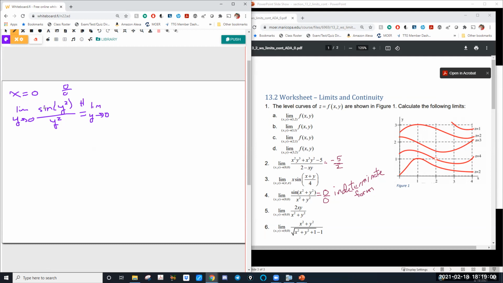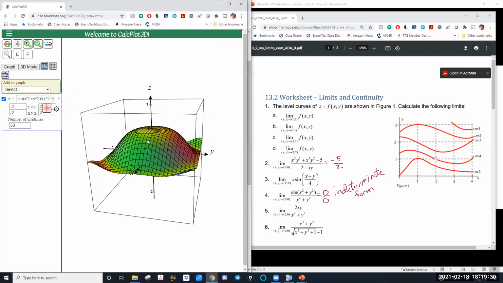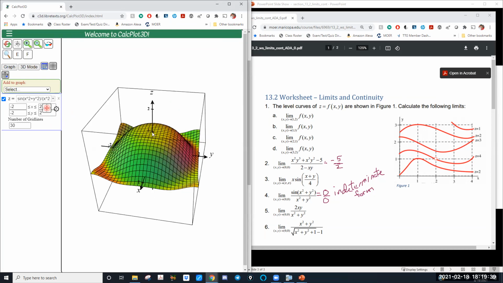So the derivative here is going to be a chain rule. So we have cosine of y squared times the derivative of the inside, so times 2y, over the derivative of y squared, which is 2y. Those cancel. Now plugging in 0 gives us cosine of 0, or 1. If we go back to our graph, that seems to match. That means we're going along the path where x equals 0, so we're going along this path right here. That seems to fit with what we're seeing graphically.